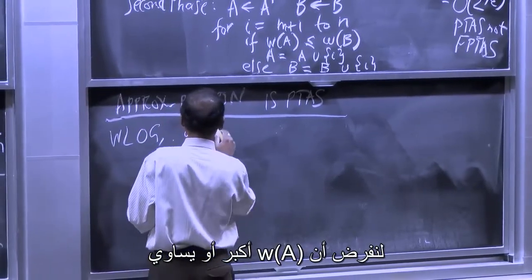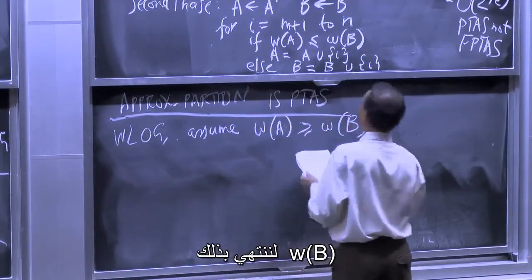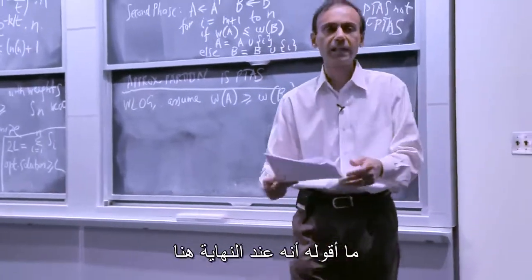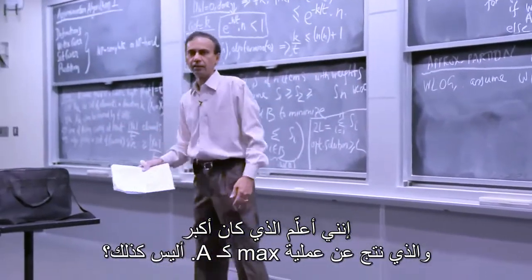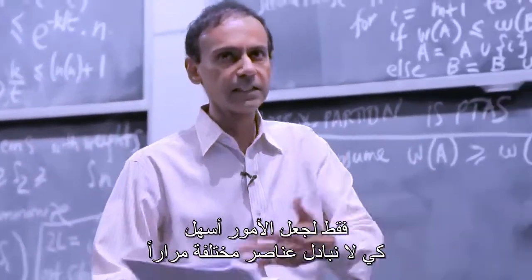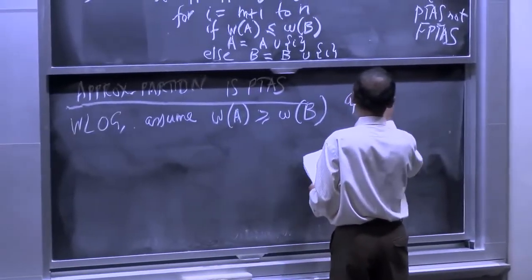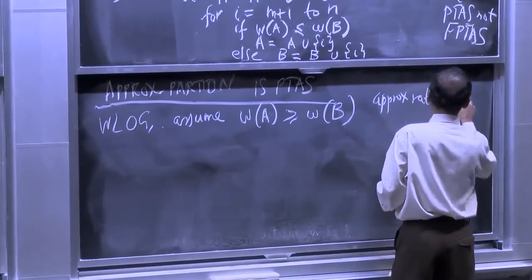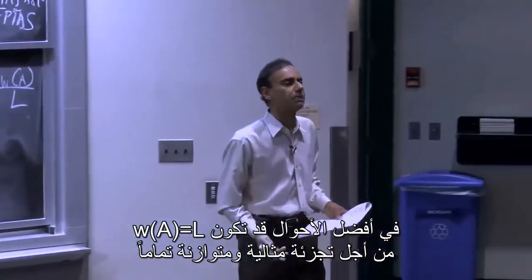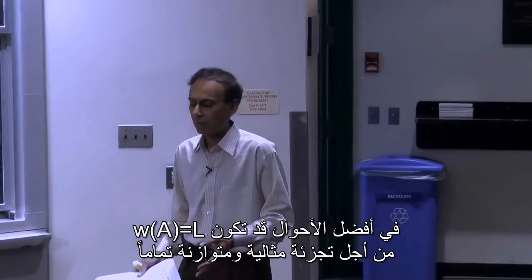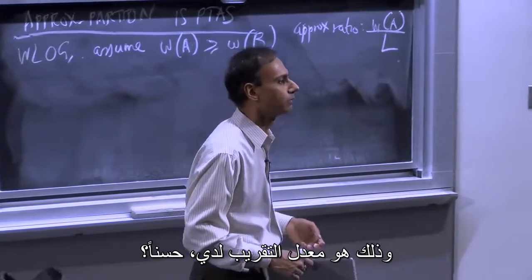Let's assume that WA is greater than or equal to WB to end with, right? I'm just marking the one that was larger that came out of the max as A, without loss of generality, just to make things easier. I don't want to keep interchanging things. So our approximation ratio is WA divided by L, right? WA could at best be L if I got a perfect, perfectly balanced partition, but it could be a little bit more, and that's my approximation ratio, okay?